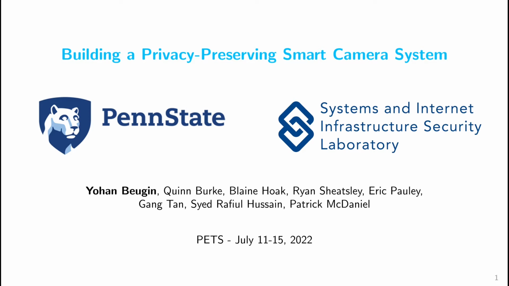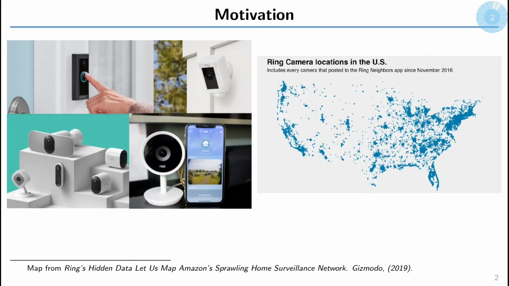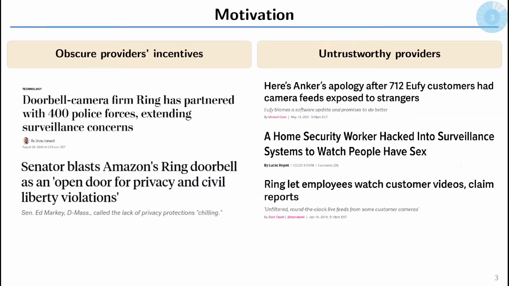Today, I will be presenting how to build a privacy-preserving smart camera system, a work that was done with my colleagues acknowledged below. First, let's see what a smart camera system is. Smart camera systems are used by people to remotely monitor their home while they are away, for instance. These systems are very convenient and also very popular, as we can see here on the right on this map of the United States, where each point represents a location of some of the devices sold by Ring, an Amazon company. However, their use is not without risk.